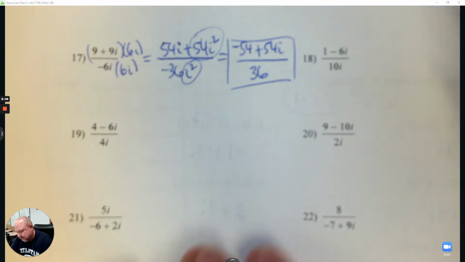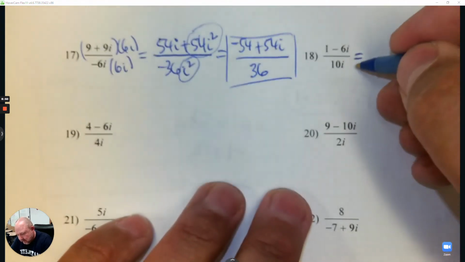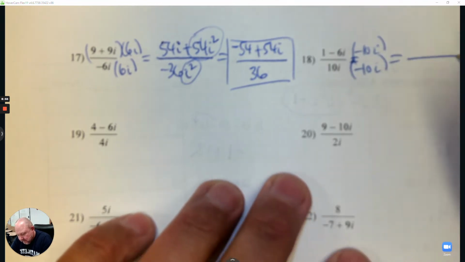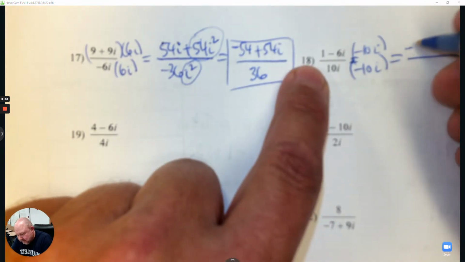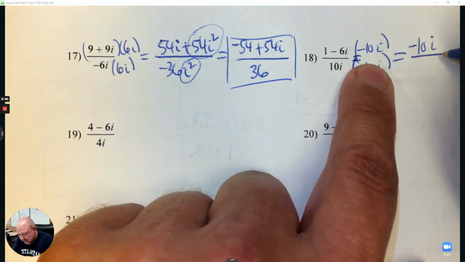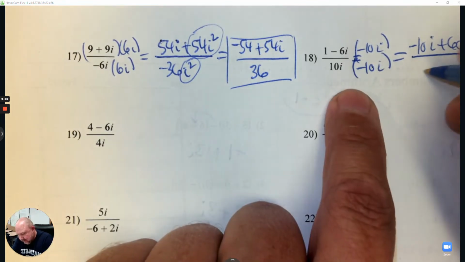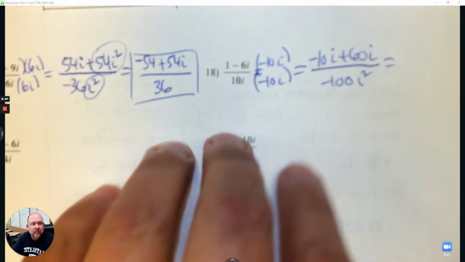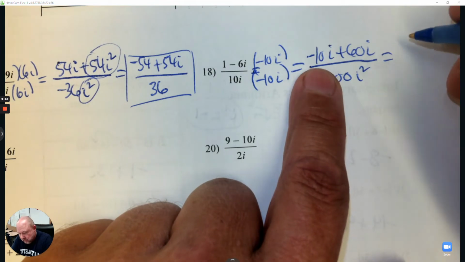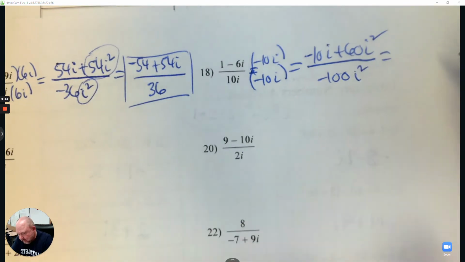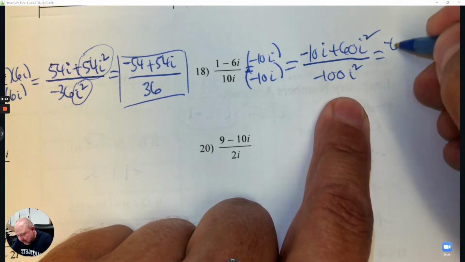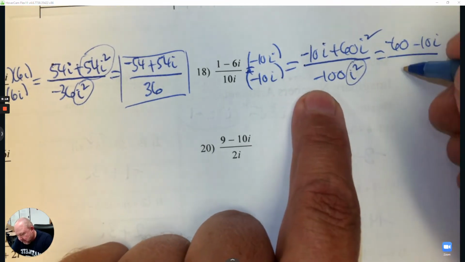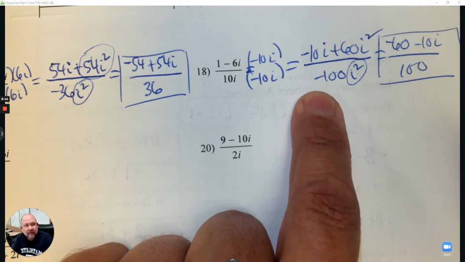Number 18. All right, so the conjugate is negative 10i. So 1 times negative 10i. And negative times a negative is plus 60. And then this is negative 100i squared. Oh, where's my i? This is i squared. So i squared makes this negative 60 minus 10i. And again, the i squared makes it positive 100. And you have your answer.